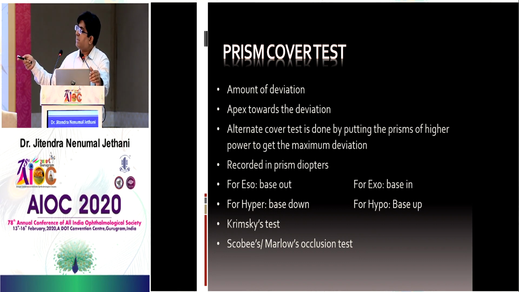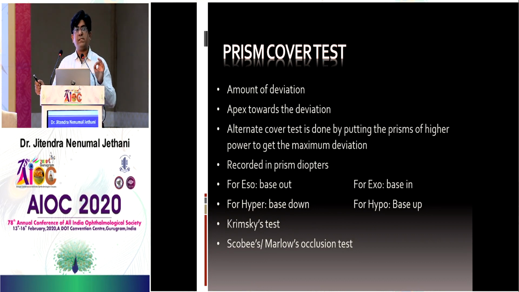So what is the prism cover test? The prism cover test is used when you want to measure the amount of deviation, when you are sure that the patient does not have amblyopia, or he is alternating and his vision is good. The patient has come to you and you want to operate. Before operating, you want to measure the total amount of deviation the patient has. So you keep the prism apex towards the deviation, but when you write in your notations, you write base in.